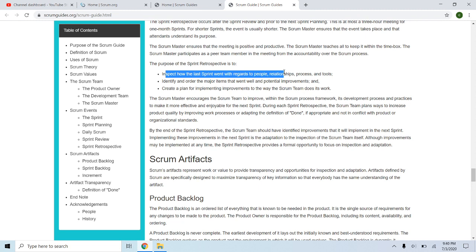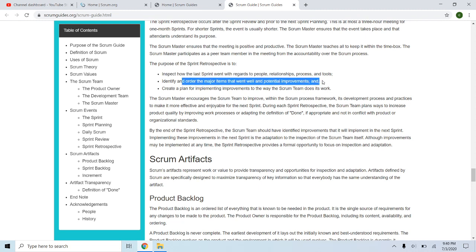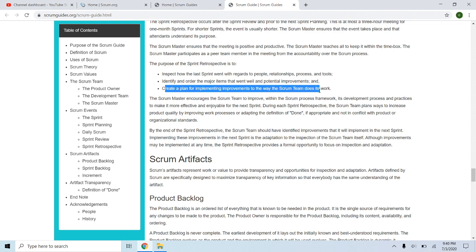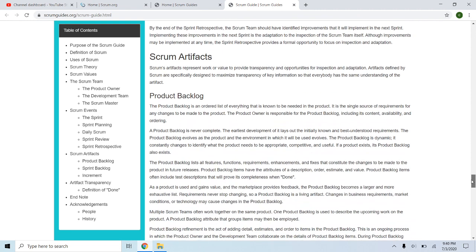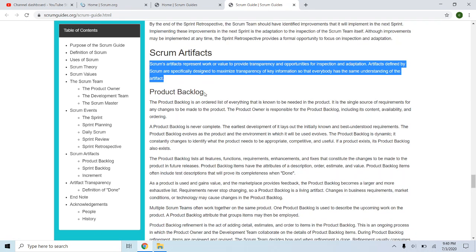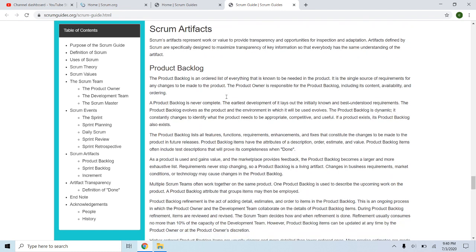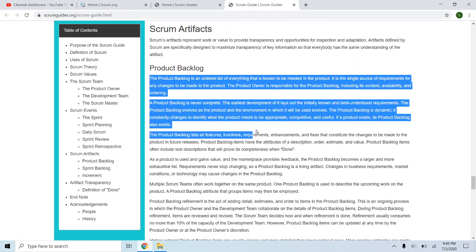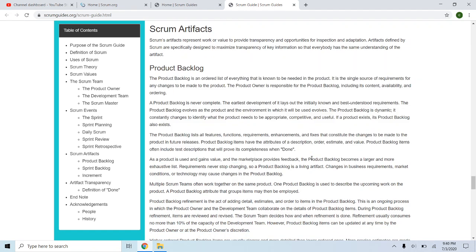So you're inspecting how the last sprint went. You're identifying and ordering major items that went well and improvements, and creating a plan for implementing the improvements the way the Scrum team does its work. Lastly, we will see a smaller section with the artifacts for Scrum, and then an overview of the product backlog, which is really key things to think about.